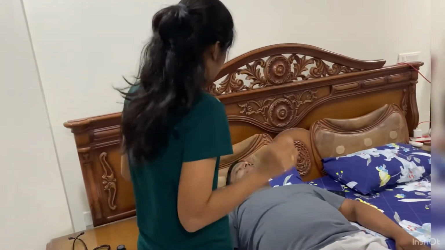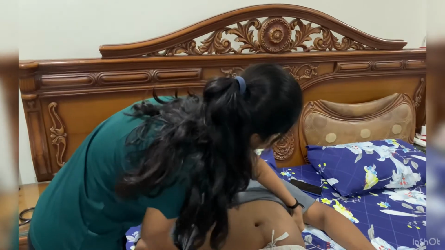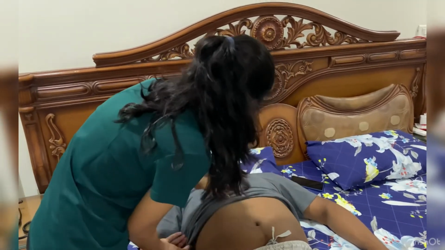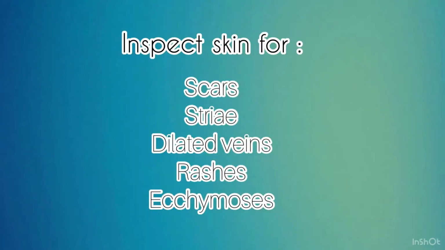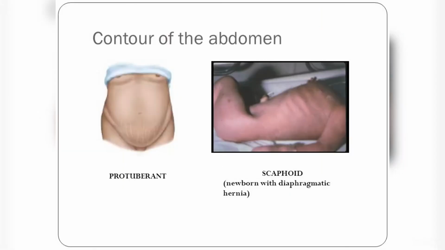Now ask the patient to lie down and relax. Expose the supine patient's lower abdomen by raising the t-shirt to below the nipple line and lowering the drape to the suprapubic level. Inspect the skin for scars, striae, dilated veins, rashes, or ecchymosis. Inspect the symmetry and contour of the abdomen.